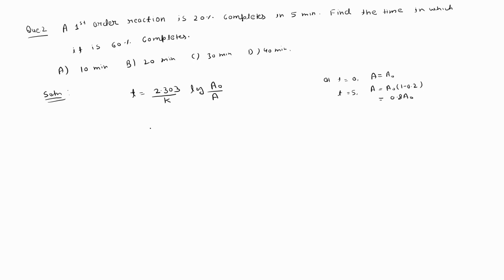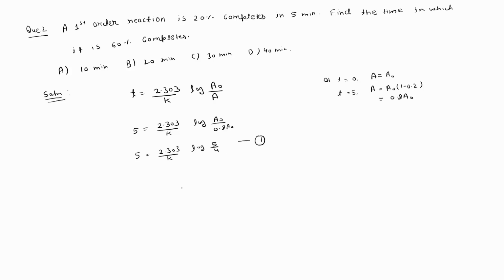So at t equal to 5 minutes, we have 0.8 a naught left and the initial concentration is a naught. So 5 is equal to 2.303 divided by k log a naught by 0.8 a naught. So a naught cancels out. We have 2.303 divided by k log 10 by 8. We can write 5 by 4. This is equation number 1.